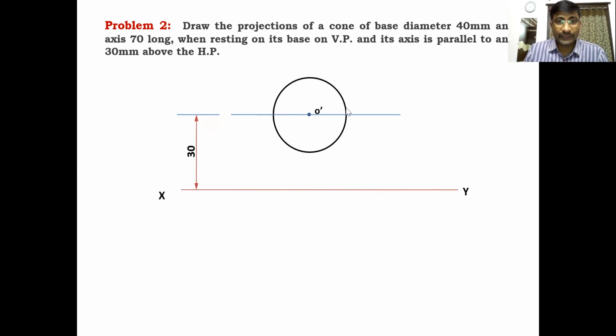When looking from the front view, when the axis is perpendicular to VP, it looks like a circle. This is the apex point. Clear? This is the base circle. The generators are not visible in the cone, because a cone is a smooth surface. That's why I'm not drawing any generators here.